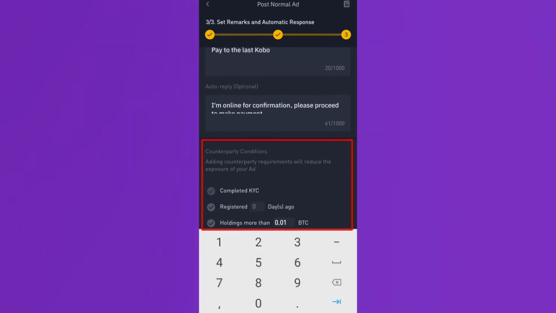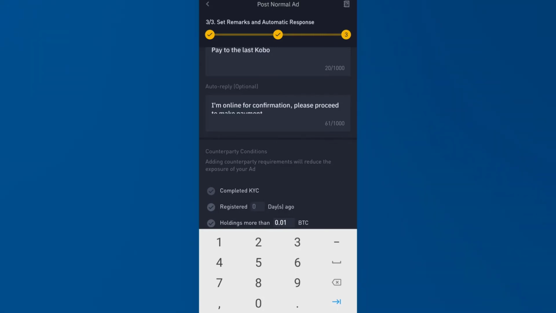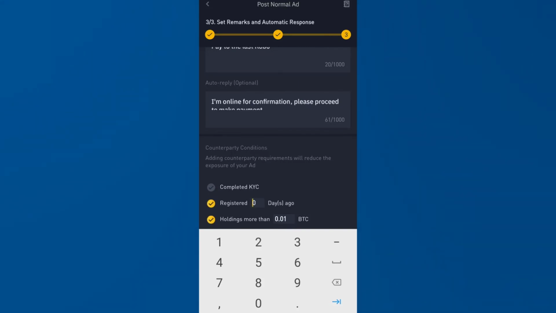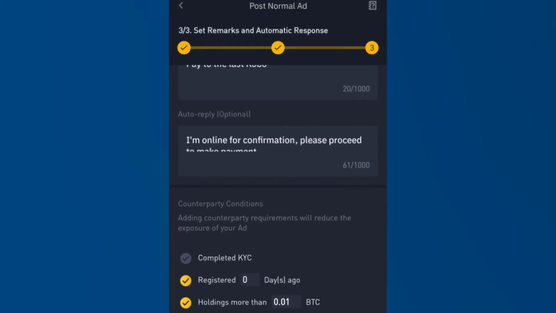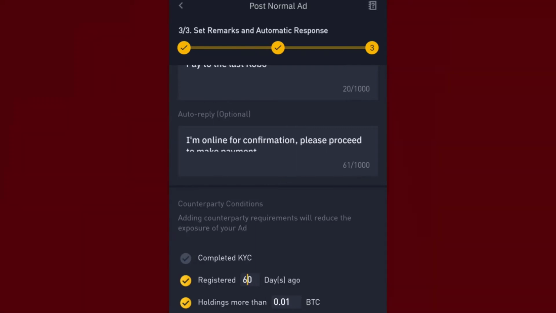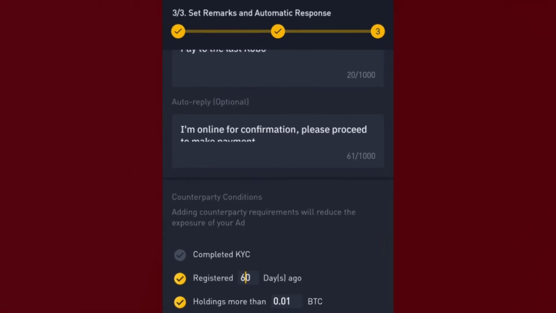All right, so these counterparty conditions, basically what it means is that you are putting in requirements that the other party needs to have met before they can do business with you. So if I mark these right now, basically I'm trying to say I need the person to have met these conditions before they can do business with me. So if I put in 60 days, that means the person should have registered at least 60 days ago before they can do business with me. So if you just registered last month, or last week, you can't do business with me. And the next one is the person's holdings should be more than 0.01 BTC.